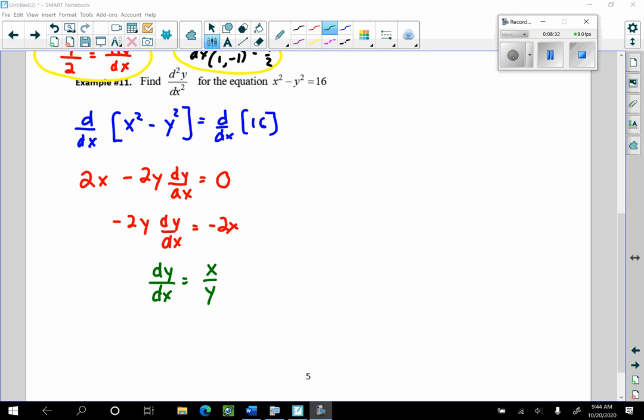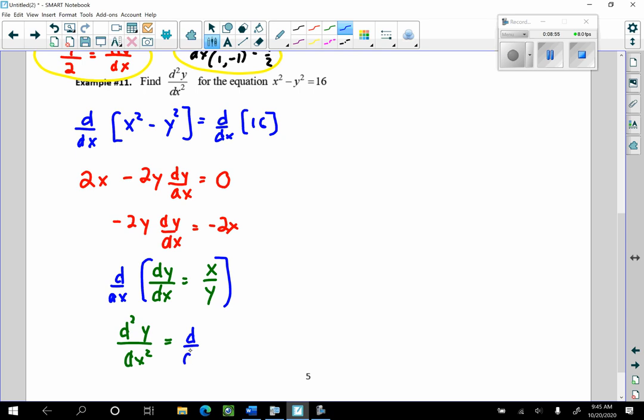Now I have to differentiate the thing again because I want to find the second derivative. So I have to differentiate the whole thing. The derivative of the left side by notation is simply the second derivative of y. This is what I want. But, ooh, how do I do this?